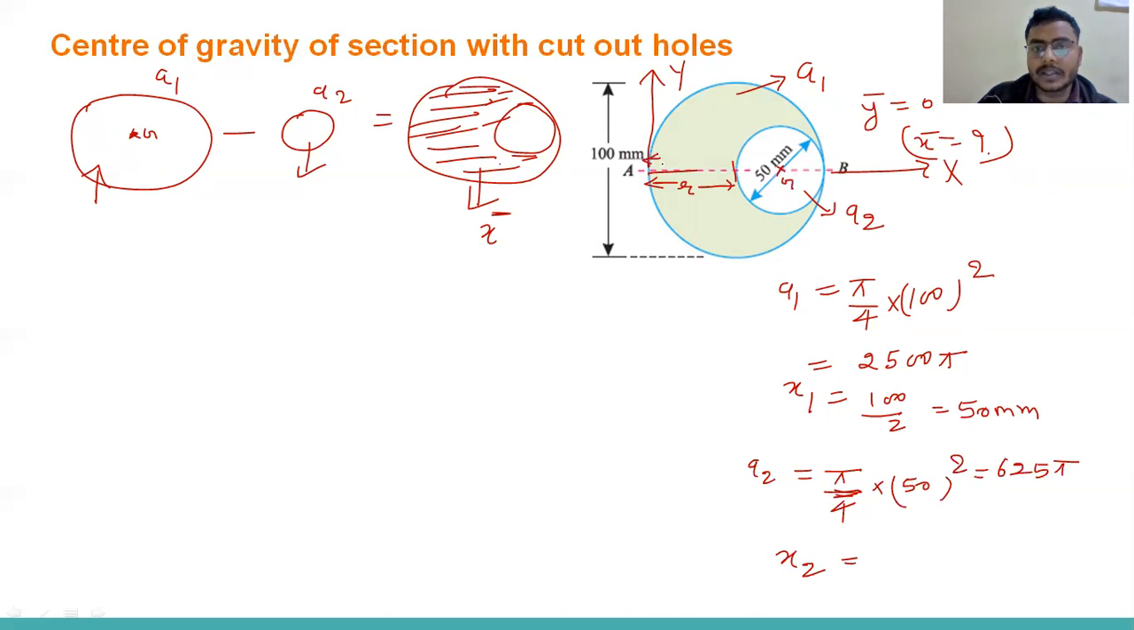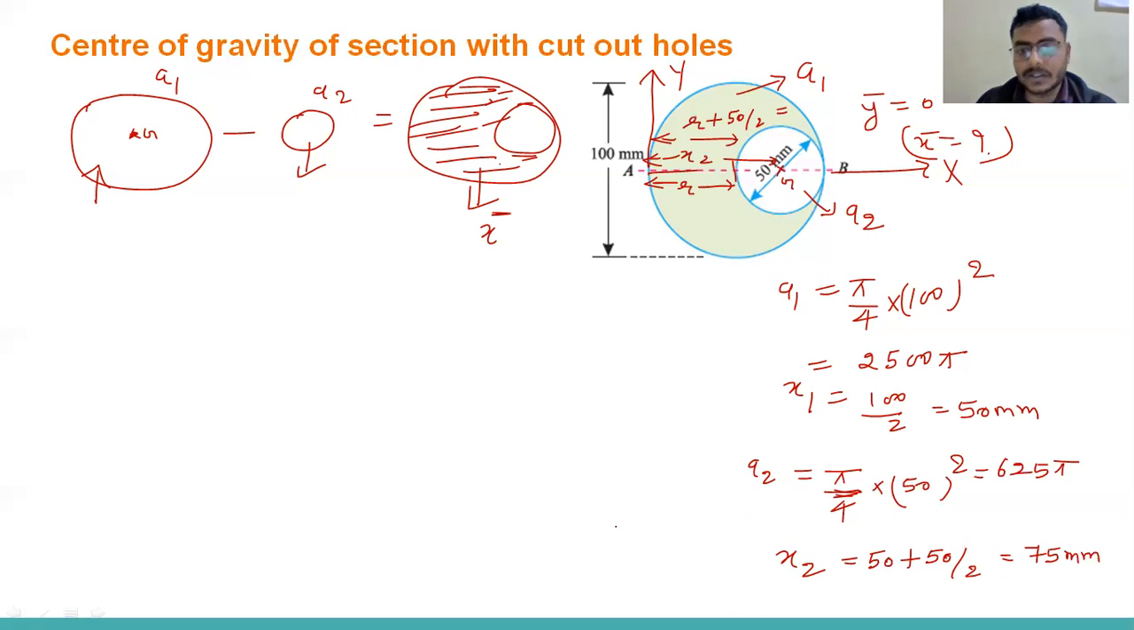So we have to calculate distance, that is x2. Up to here you will get r, that is 50 mm, plus this one. This one is the diameter, area of the small circle. So the radius of the small circle will be diameter by 2, so it will come 50 by 2. So in total we can write 50 plus 50 by 2. So it will come 75 mm.